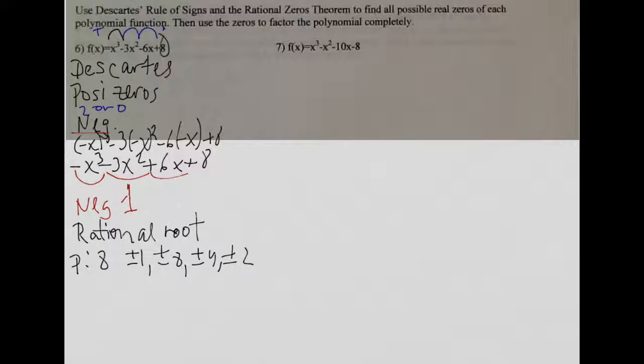What are my possibilities of q? That's the number in front, the leading coefficient, which is a 1x cubed, which is a 1. So plus or minus 1. I need to divide the p by q to get all my possible zeros. So I could have a possibility of 1, 8, 4, and 2.